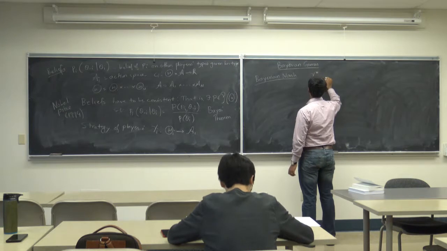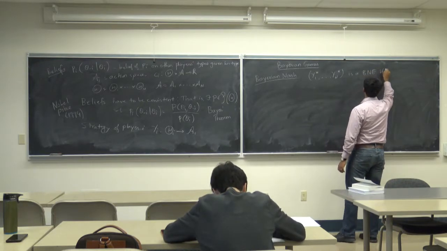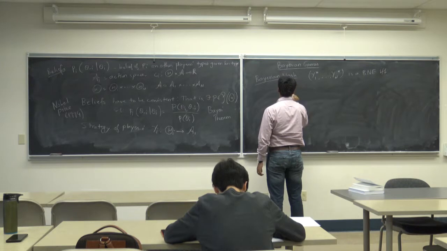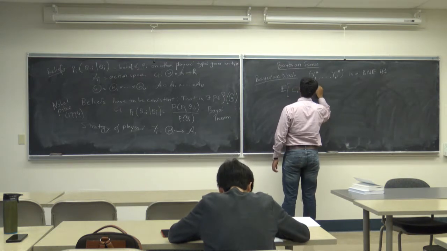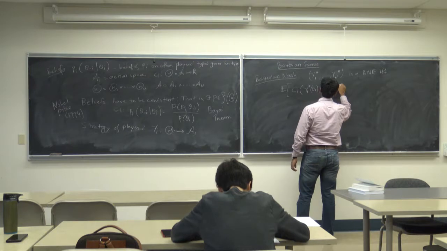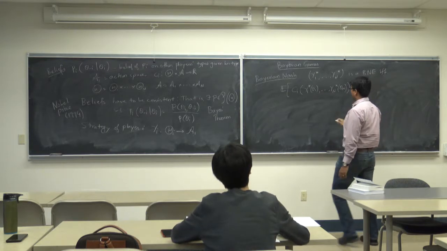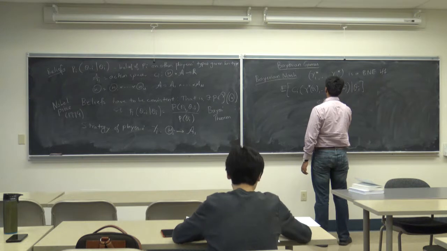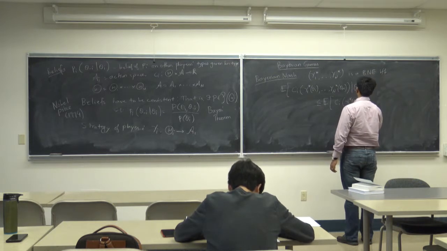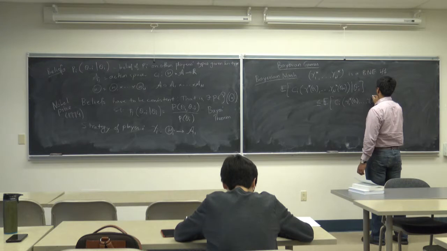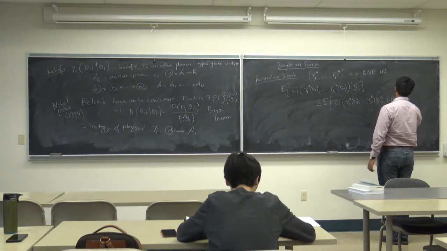So the definition of Bayesian Nash is as follows. Gamma 1 star through gamma n star is a Bayesian Nash equilibrium if and only if the expected value of Ci with respect to gamma 1 star theta 1 through gamma n star theta n, given theta I, has to be less than or equal to the expected value of Ci with gamma 1 star theta 1 and so on through gamma I minus 1 star theta I minus 1, and gamma I theta I.